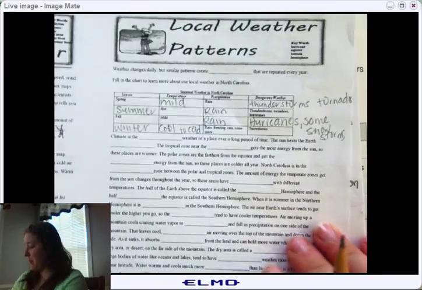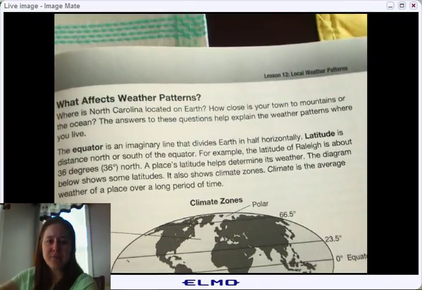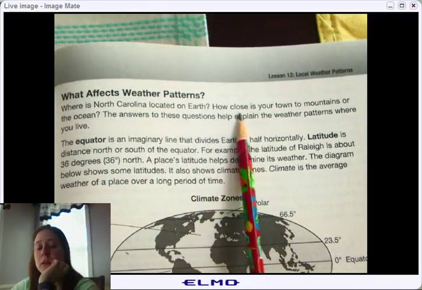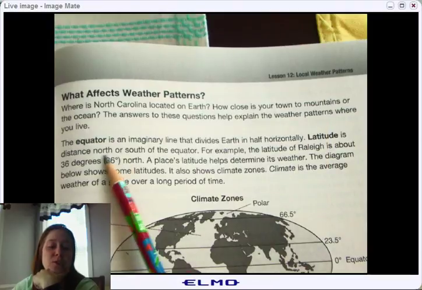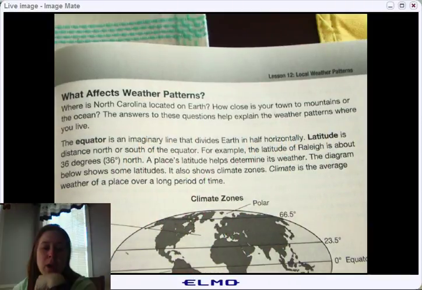So we are now on page 75, and we are looking at what affects weather patterns. Where is North Carolina located on Earth? How close is your town to the mountains or the ocean? The answers to these questions help explain the weather patterns where you live.